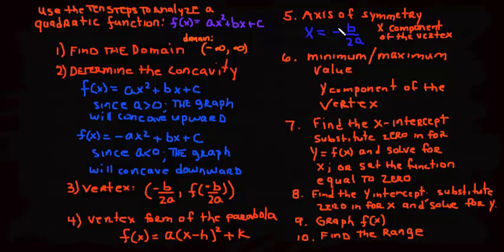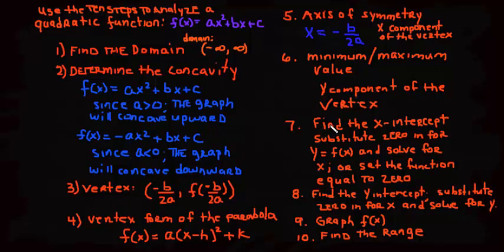Number 5, the axis of symmetry, like we mentioned just a few seconds ago, the x component of the vertex is considered the axis of symmetry, whatever the value is, and it cuts the graph in halves. Number 6 would be the minimum or maximum value, and that's the y component of the vertex, right?